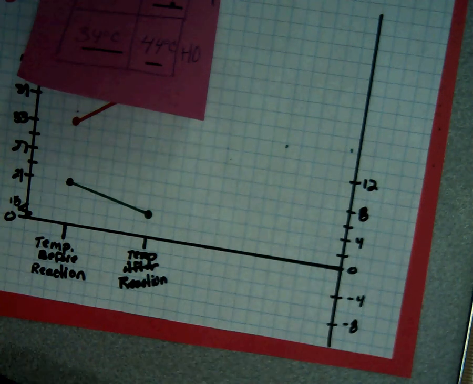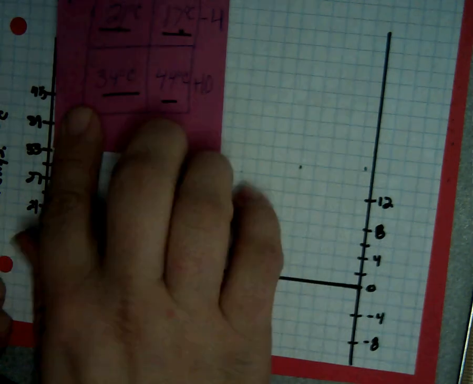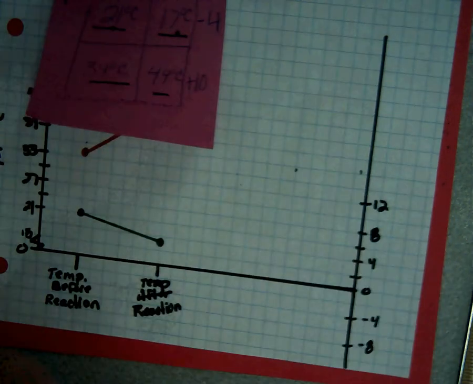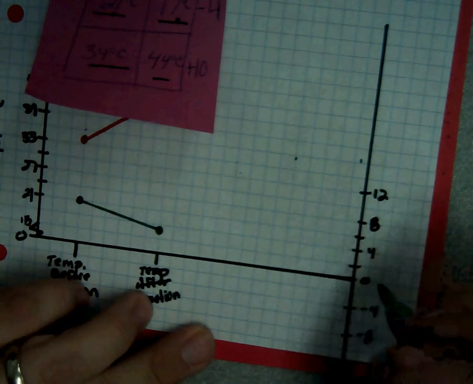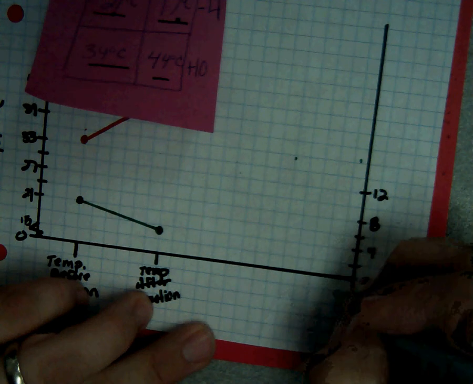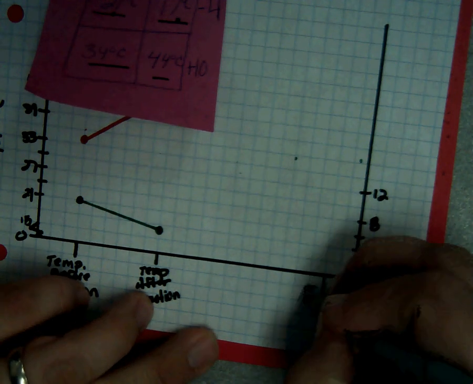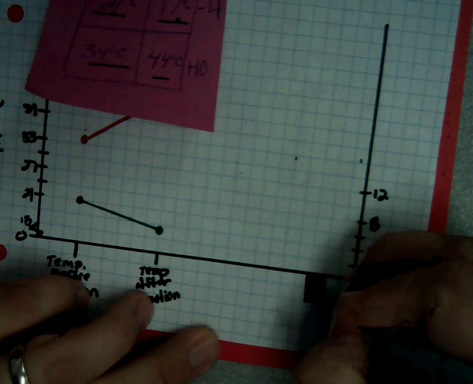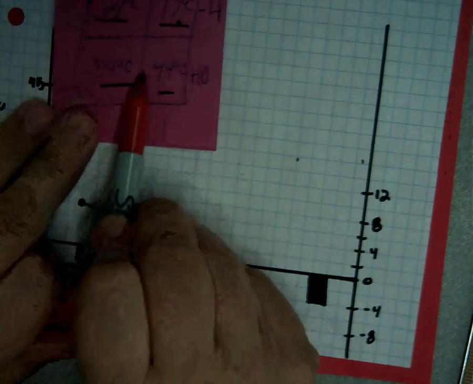I'm going to use the same color as I used before. So the baking soda and vinegar was green, and that was a negative 4. And this time, I'm going to draw my line from 0 down to negative 4 to show that this was a negative. The temperature actually dropped. I'm going to use red, and that one went up 10.